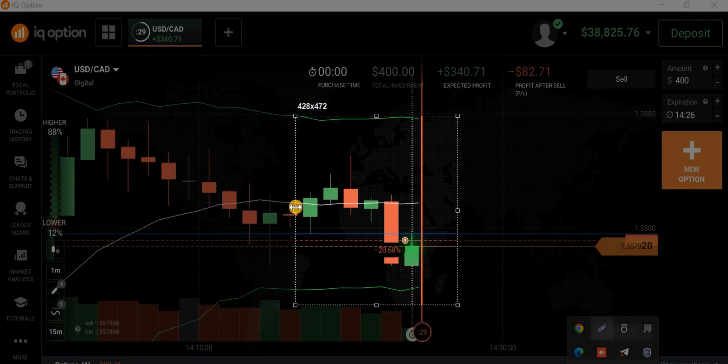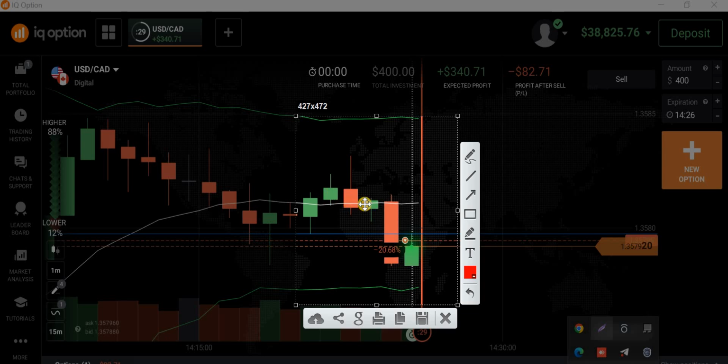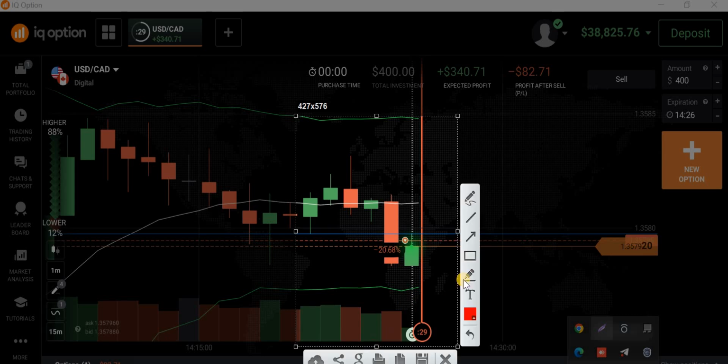Starting from here, let's look at 1, 2, 3, 4, 5. Looking at this last 5 minutes candle, I'm going to show you why I took this trade. Now look at this. Okay, hold on. Let me add the volume.